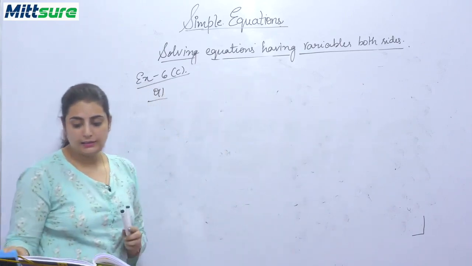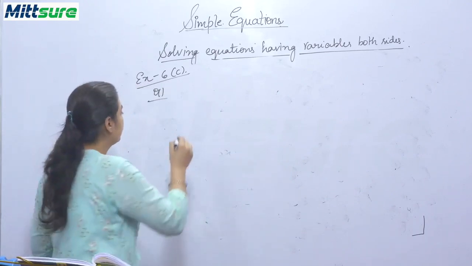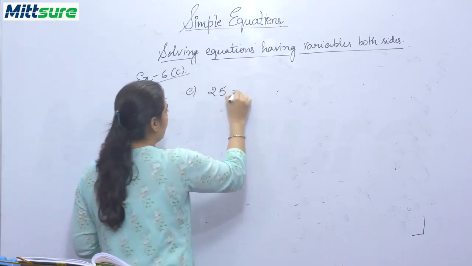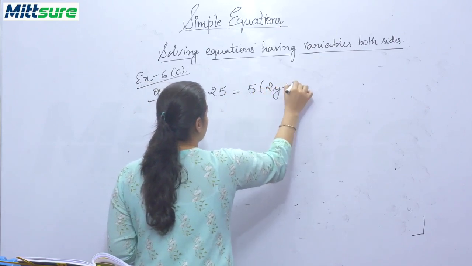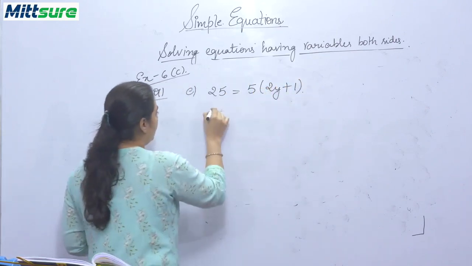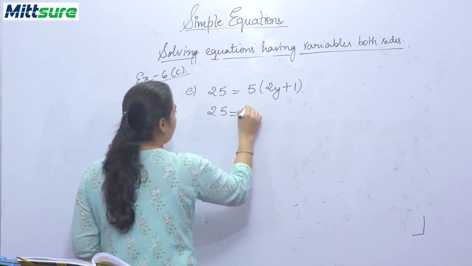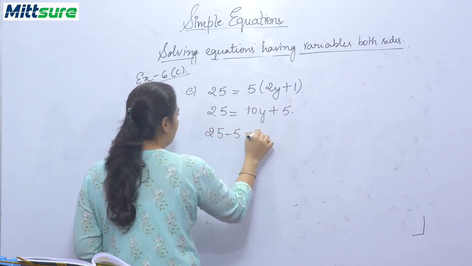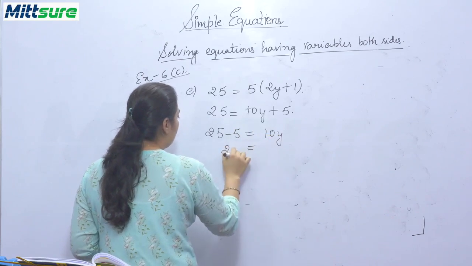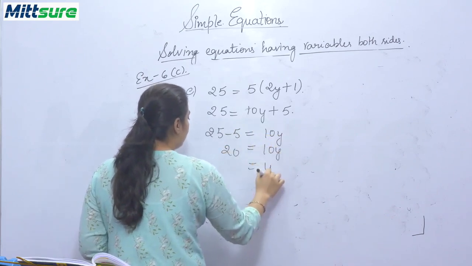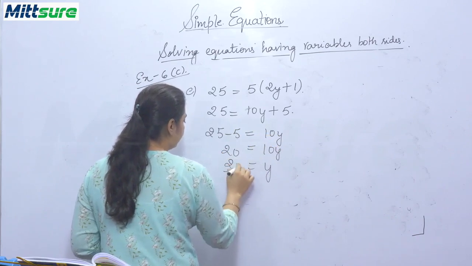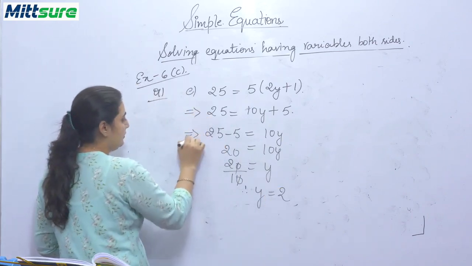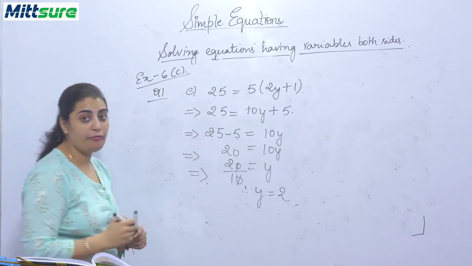So, 25 equals 5(2y + 1). Now, 25 as it is, 5 2s are 10y plus 5. Now, 25 minus 5 equals 10y. 20 equals 10y. y is equal to 20 upon 10. Therefore, the value of y is 2. Now, this is how you will calculate the value of y.